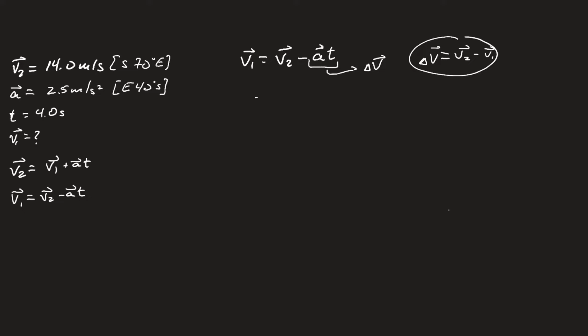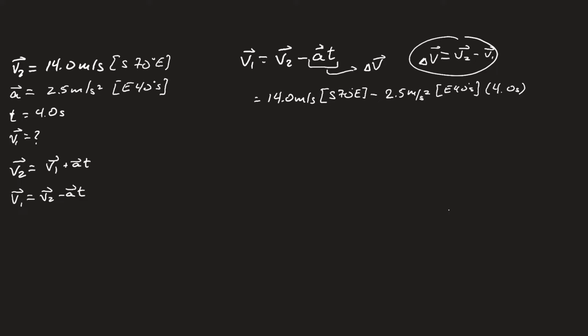Okay, so let's start solving some of this, and we're going to solve as much as we can without having to actually do the subtraction here, because we're not going to be able to do that, you'll see, due to the directional challenges we're going to be facing. So we're left with 14 meters per second. The direction here is south 70 degrees east minus your acceleration, 2.5 meters per second squared, east 40 degrees south, times our time, 4.0 seconds.